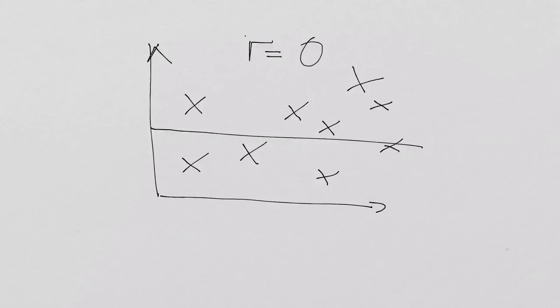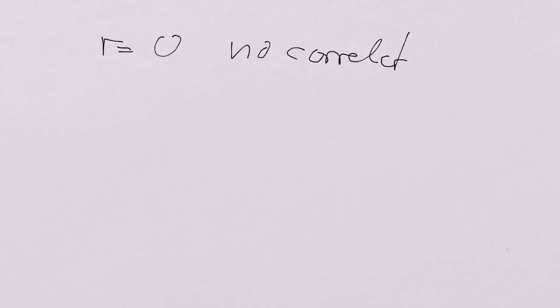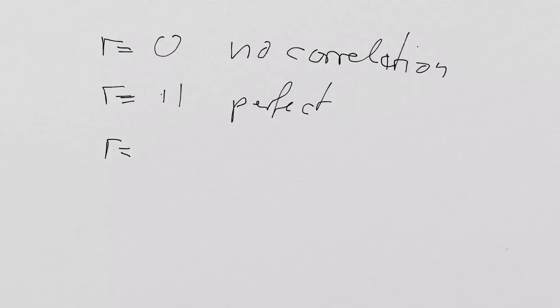And there are certain quite arbitrary rules where people say, for example, R equals 0, no correlation. That's easy. No correlation. R equals +1, perfect. R equals, let's say, 0.9 to 1, very strong correlation, and so on and so forth.